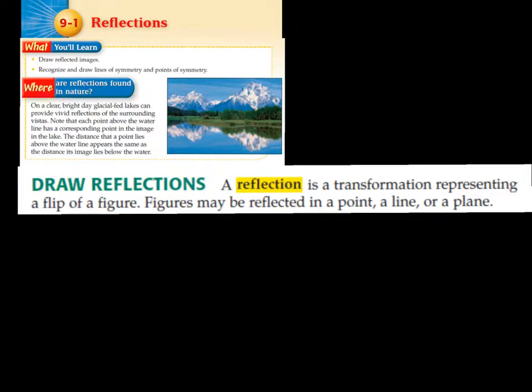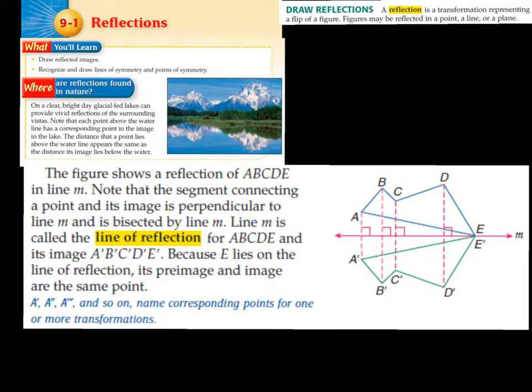Figures may be reflected in a point, a line, or a plane. The figure shows a reflection of ABCDE in line M. Note that the segment connecting a point and its image is perpendicular to line M and is bisected by line M. Line M is called the line of reflection. For ABCDE and its image, A prime, B prime, C prime, D prime, E prime, because E lies on the line of reflection, its preimage and image are the same point.